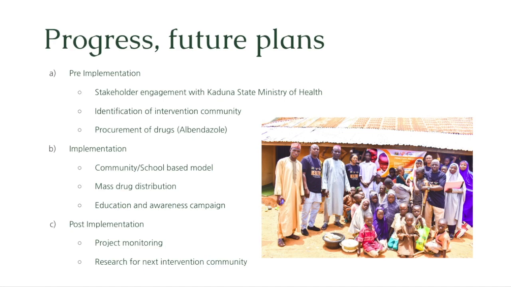This brings us to the next step, implementation. In the implementation phase, using the community and school-based model, we plan to mass distribute the drugs to the affected community and start the education and awareness campaigns afterwards. Lastly, the post-implementation phase, which we haven't reached yet, aims to focus on monitoring the progress of our project and start research for the next intervention community.